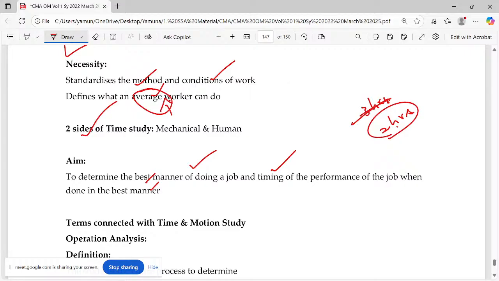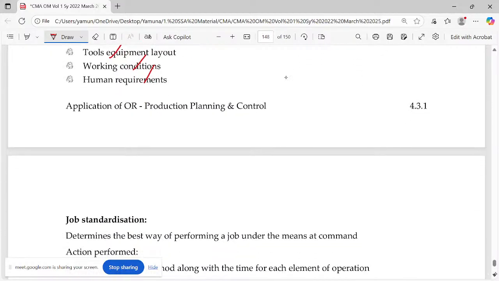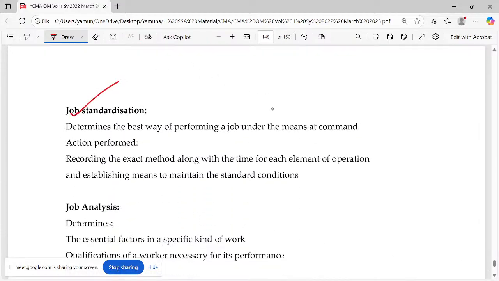That's what will happen. What are the terms connected with time and motion study? We'll go for operational analysis because we need to analyze. We are time cautious. Which things can be eliminated? Which things can be combined? Which can be sequenced properly so that the job is done easily? Because we are talking about motion study also. So the aim is to determine the best way and apply the methods, materials, tools, equipments, working condition, human requirements, everything. Then job standardization also has to be taken because when we talk about performing a job, we need to work under a command.